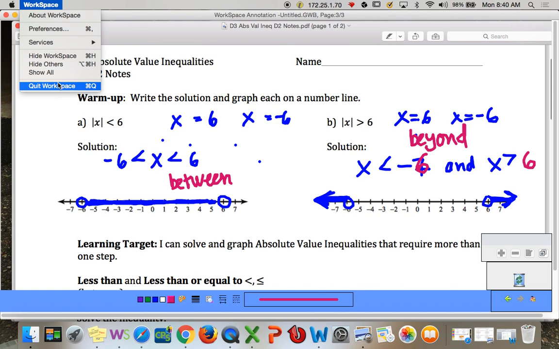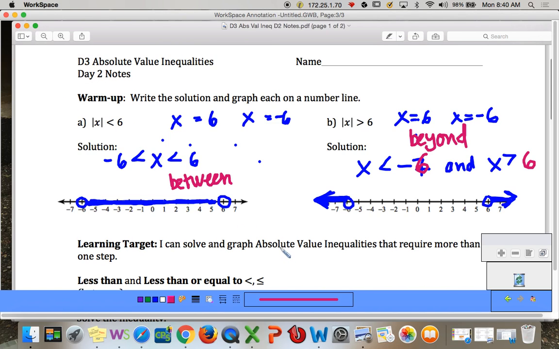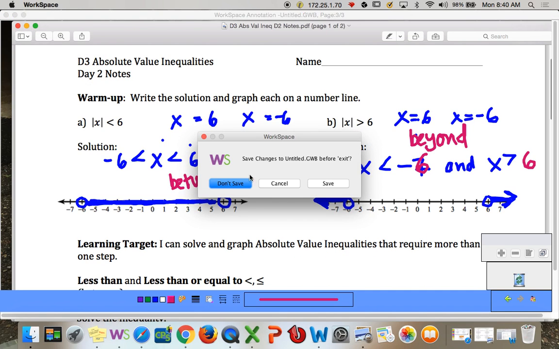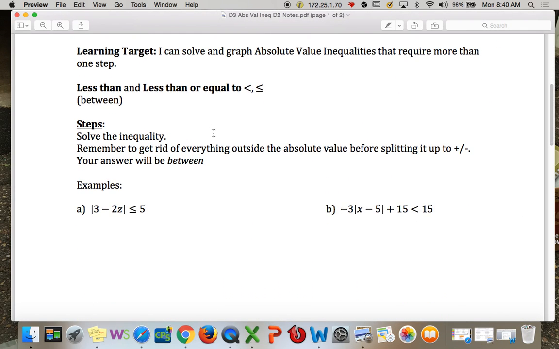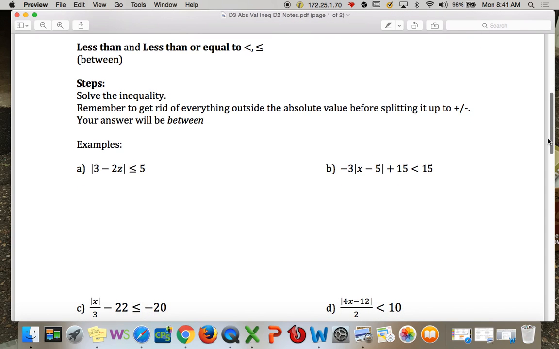So the learning target today: I can solve and graph absolute value inequalities that require more than one step. Okay, so now we're going to look at more than one step inequalities, and we're going to solve pretty much the same way. So the first one is less than and less than or equal to, which is between. So that's like the first one in the warm-up that we did.